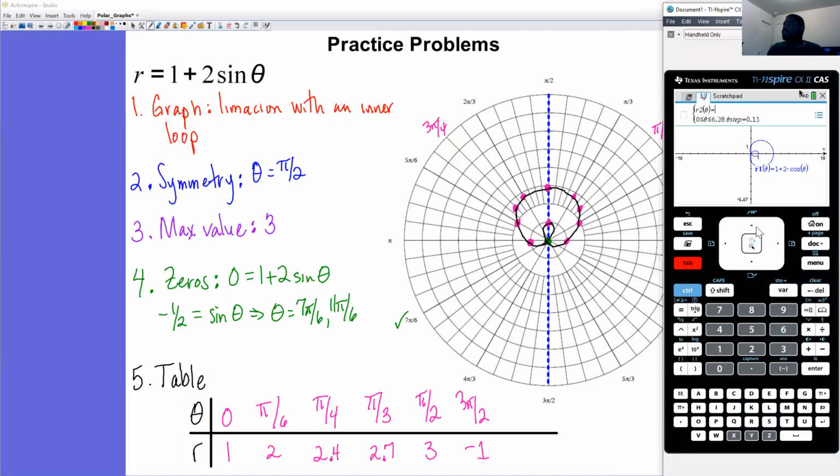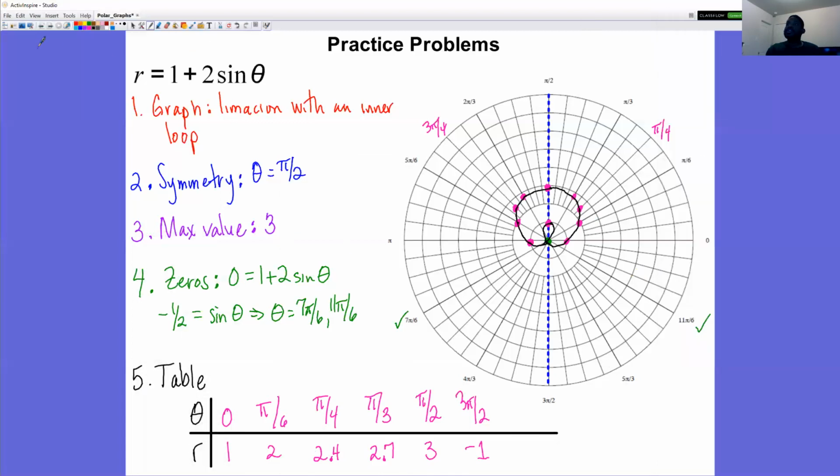So I'm going to type in 1 + 2 sine theta. And looks like we have a complete match. Same shape, same size. So we did pretty good graphing this without the aid of so much the calculator. Now we did use the calculator, but we used the calculator to compute these values here. That's the whole point. All right, we're going to do another one.